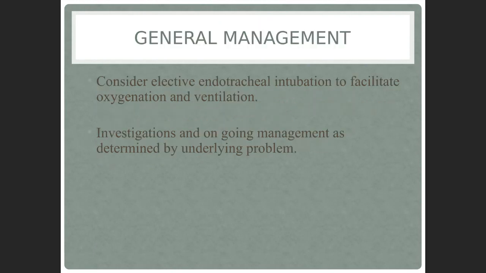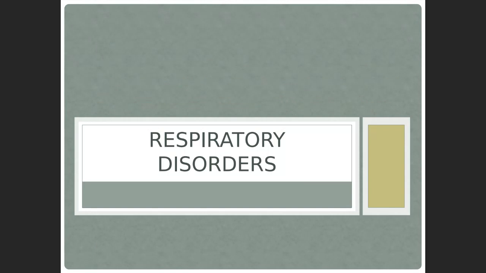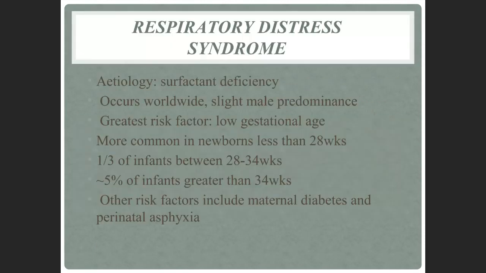And those that require intubation, you intubate, and then you find out what is causing the babies to be distressed. So we're going to start with our first topic, which is respiratory distress syndrome. This is basically due to surfactant deficiency. It's very common worldwide. Any premature baby is at risk for this, and it's more prominent in males.